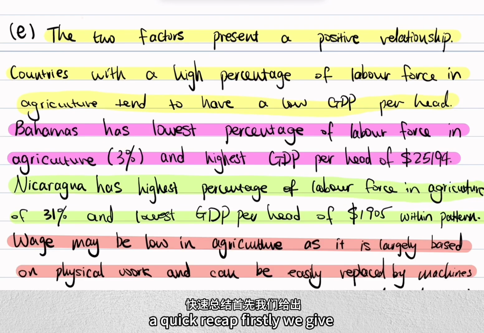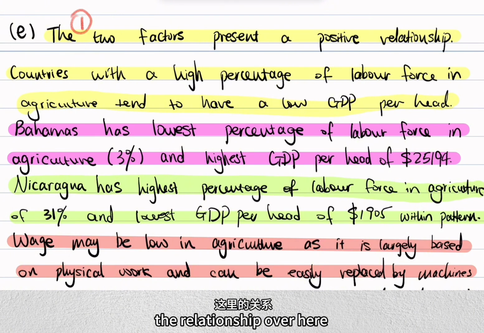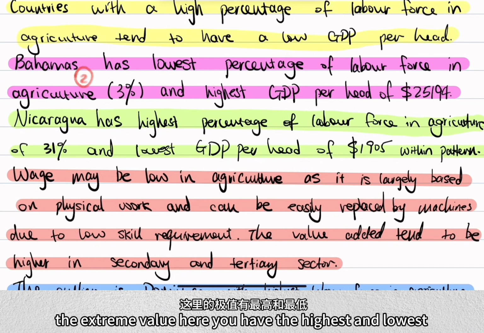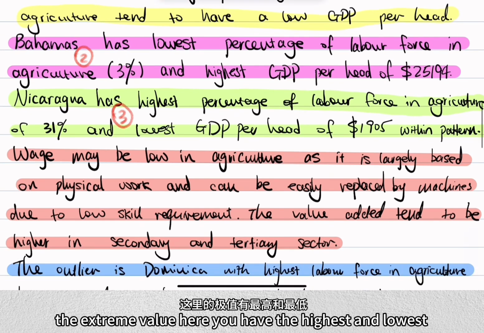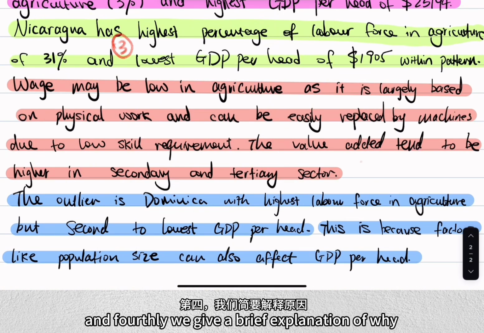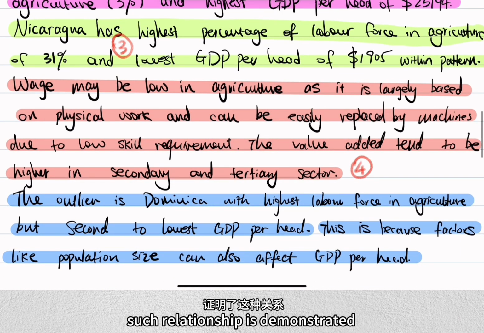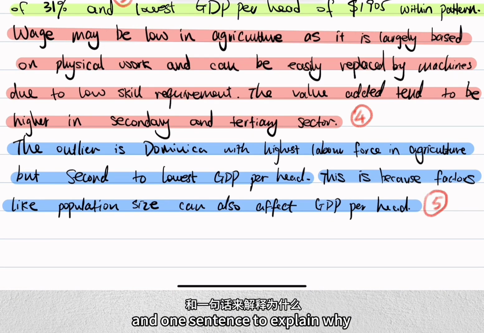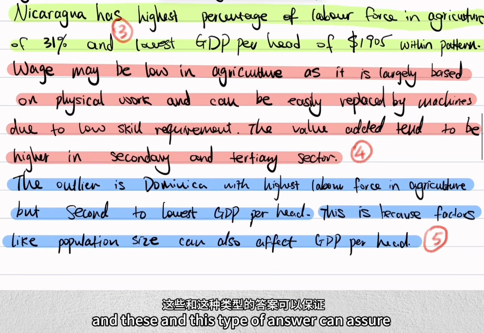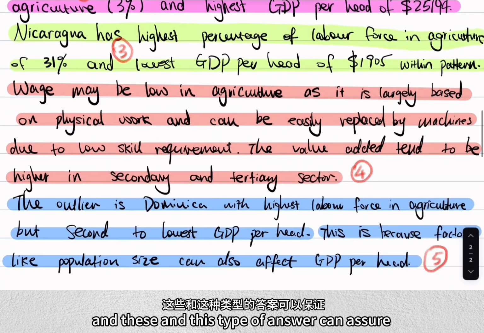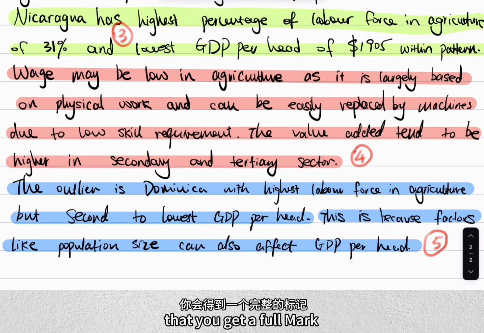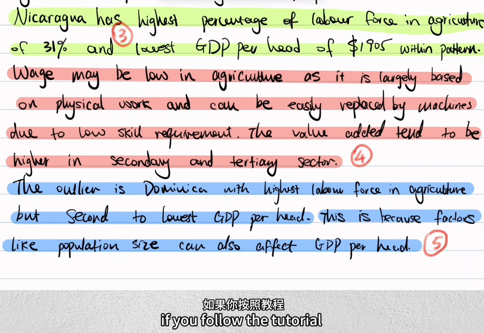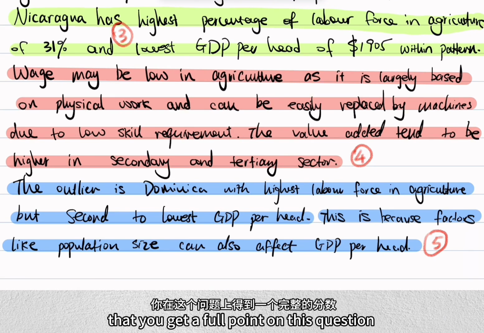A quick recap. Firstly, we give the relationship, and secondly, we give the extreme values, the highest and lowest. Fourthly, we give a brief explanation of why such a relationship is demonstrated. And lastly, we give the outlier and one sentence to explain why such an outlier is presented. This type of answer can assure that you get full marks, whether it's 4 points or 5 points or 6 points. If you follow the tutorial, I'll make sure that you get full points on this question.